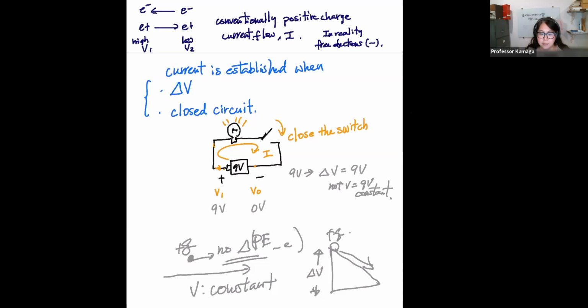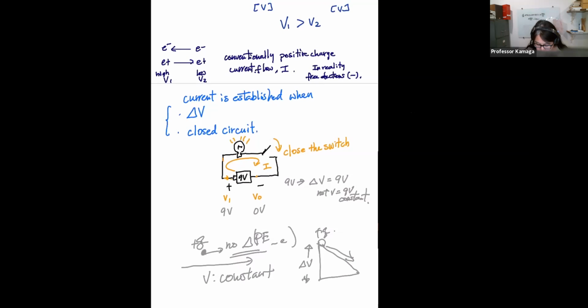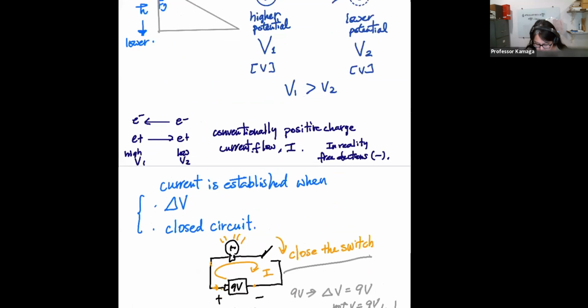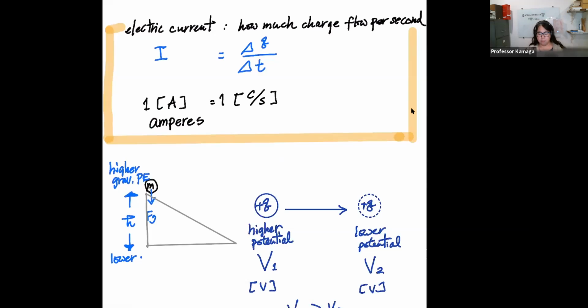All right. And the circuit has to be closed, only when you close the switch. Electric current is defined by how much charge flows, how fast. We use the unit called ampere. So I guess I'll see you in the other video.